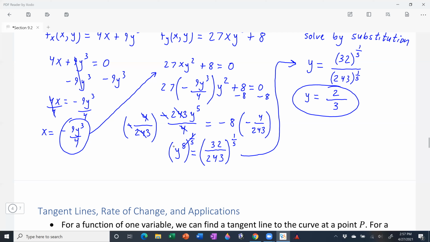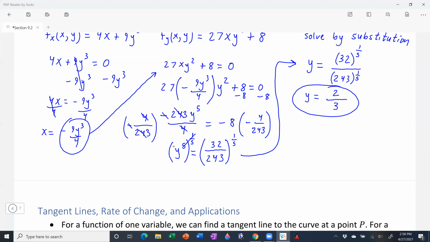So the reason why I did that is no calculator needed. That one actually came out a nice number. Okay, but if you just typed in the 32 over 243 raised to the 1/5 power, I guess your calculator would have displayed 0.6666666, and maybe you would have recognized that that's 2/3. But I always like to write a nice reduced fraction if possible.